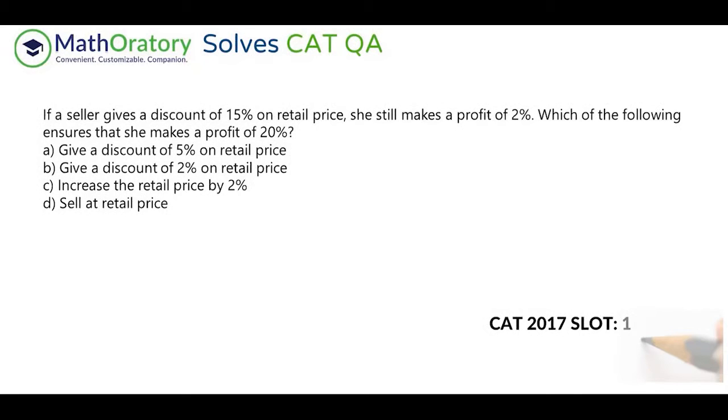Okay, so you have a lot of data, so let's check this out. If a seller gives a discount of 15% on the retail price, she still makes a profit of 2%. So if there's a discount of 15%, there's a profit of 2%. Whenever I have something like this, I just simply think in terms of hundreds.